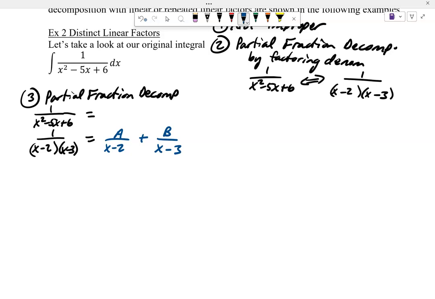And so I'm trying to find my A and my B. Okay, so if 1 over x minus 2, x minus 3 equals A over x minus 2 plus B over x minus 3, what is A and what is B is our question, right? Well, let's go ahead and clear out this denominator. We're going to multiply everything by x minus 2, x minus 3.